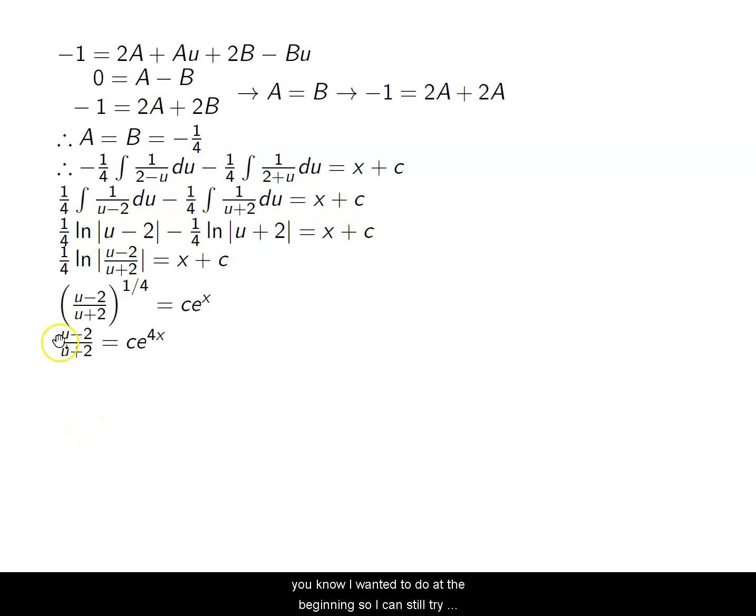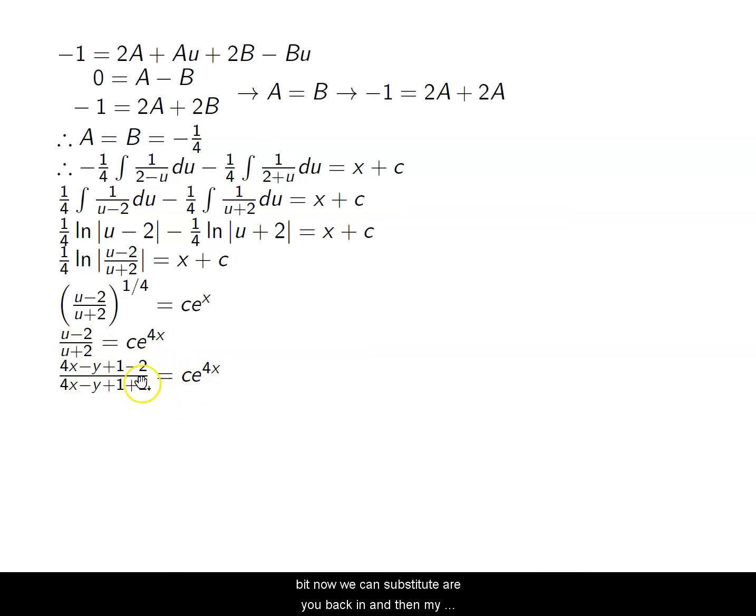So that's looking a little bit easier to deal with than what I wanted to do at the beginning. So I can still try to isolate this. Remember, I'm trying to get the u's to come out because when I make my sub, that's where my y's live. So here I can multiply everything times the 4th power. So again, c to the 4th is just another constant, so I don't have to keep track of the math here yet.